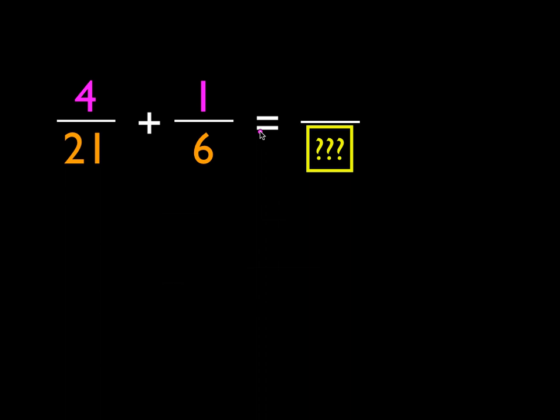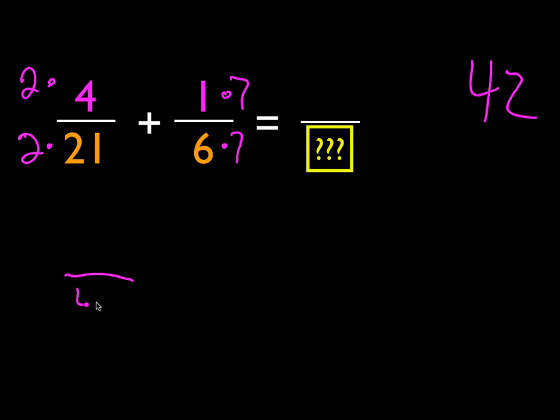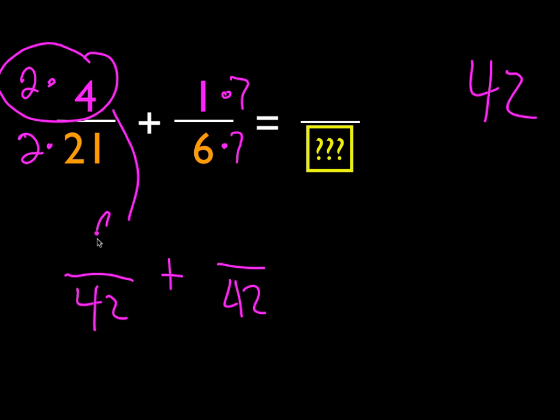Okay, so our least common denominator is 42, right? And to get to 42, we got to multiply the top and the bottom of this guy by 7, and we got to multiply the top and the bottom of this guy by 2. So that means 2 times 21, 42, thankfully. 6 times 7, 42, looking good. Now we do 2 times 4, which gives me 8. 1 times 7, which gives me 7.